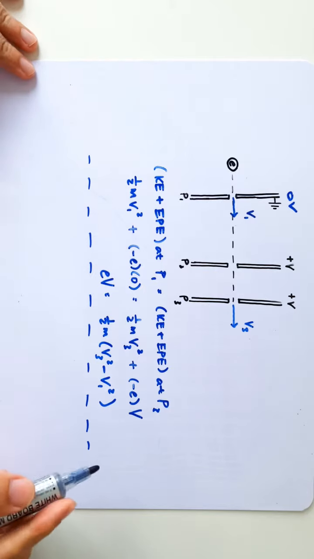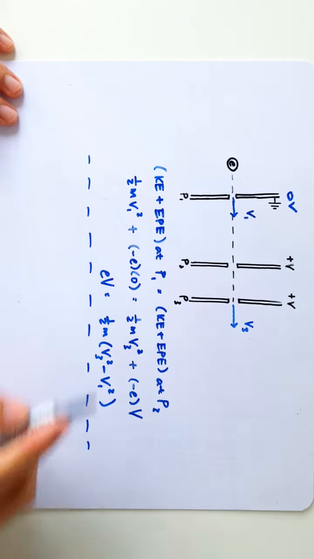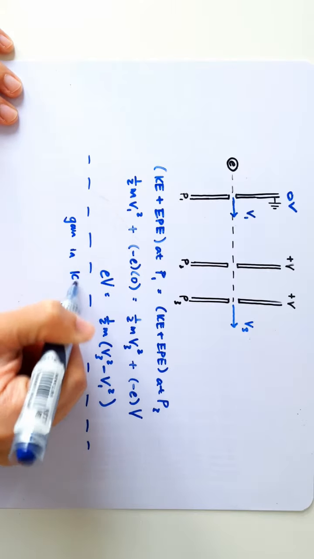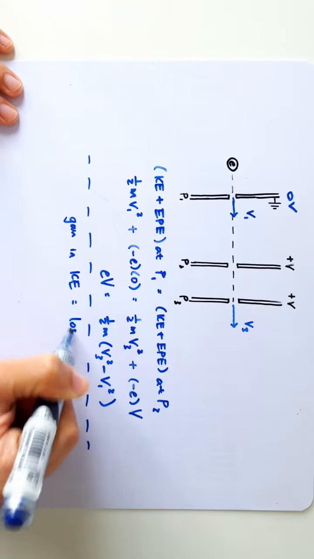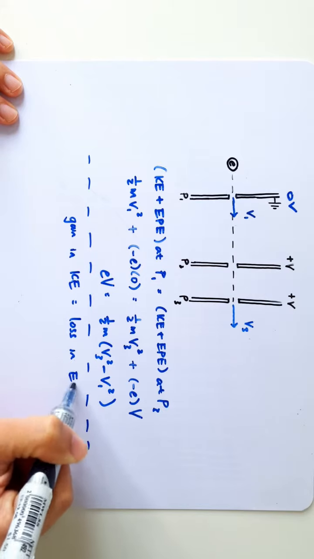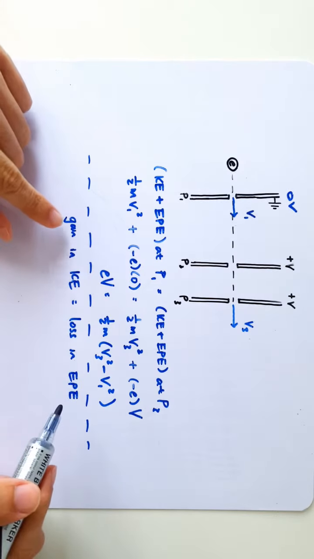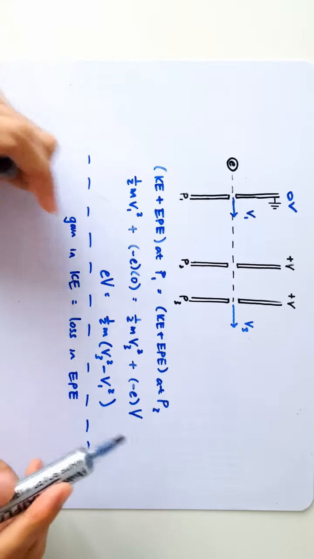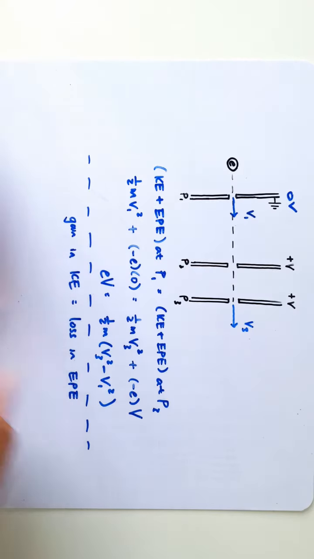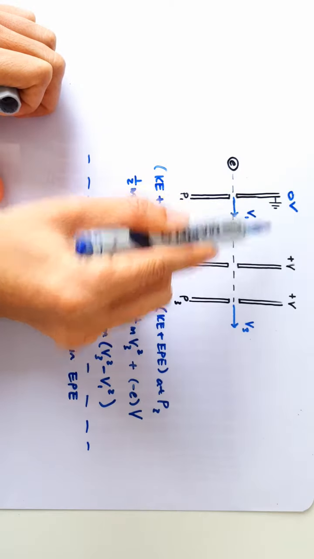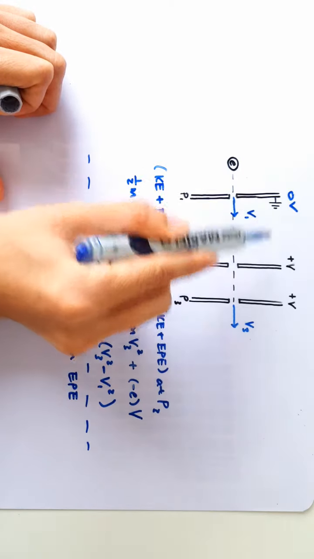Some students will prefer another way. I don't really like the other way, but I'll show it to you as well. So the gain in KE is the loss in EPE. To do this, you must first figure out that it's actually a gain in KE. And to do that, you should notice that this is at a higher potential than here.